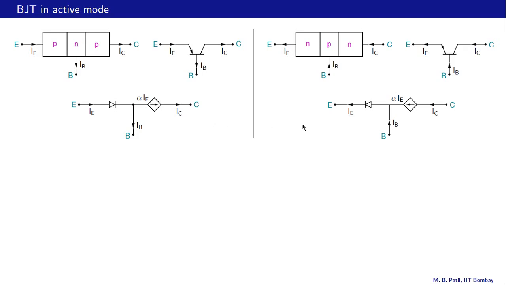For the NPN transistor, we have a similar situation. There is a PN diode here between base and emitter. That is a diode. And between the base and collector, we have this current controlled current source. Once again, if this current is IE, that current is alpha times IE.